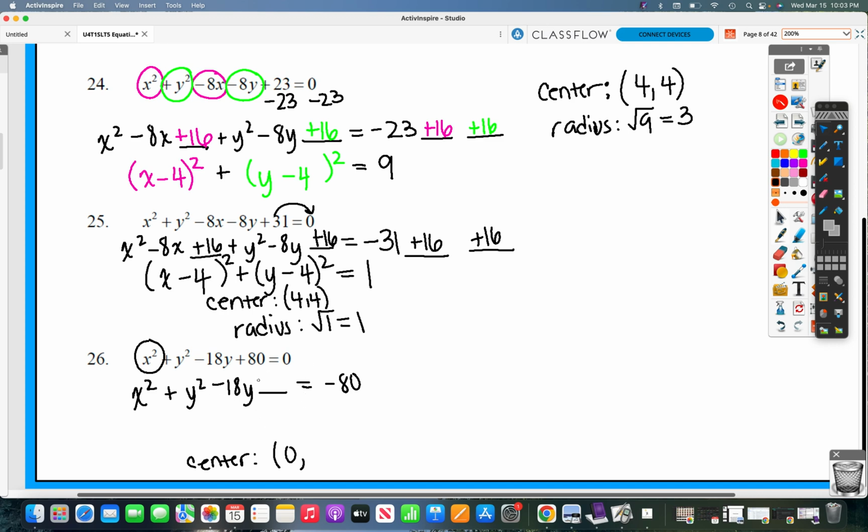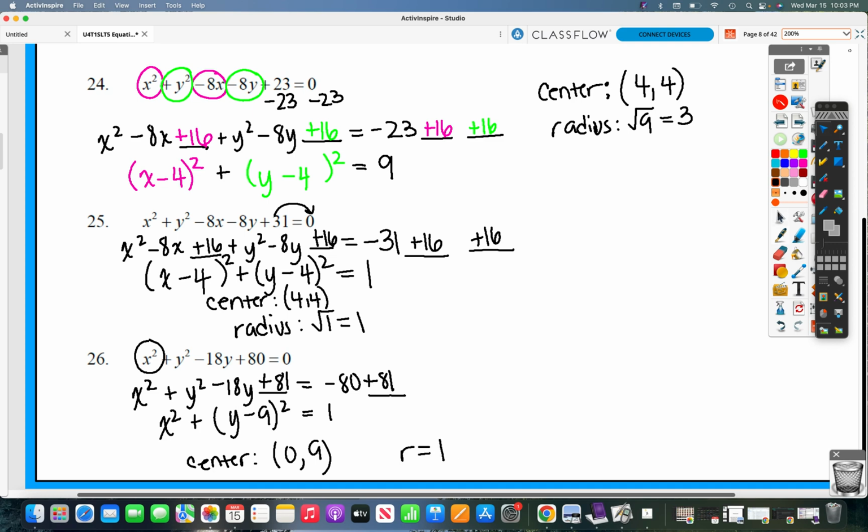Okay, take half of negative 18 and square it, that's 81. And if I do it to the left, I do it to the right. And now you can really clearly see I have an x squared, that's my center 0. If I factor y squared minus 18y plus 81, that's going to be y minus 9 squared, and then this is going to be 1. So my center is at 0, 9, and my radius is 1.